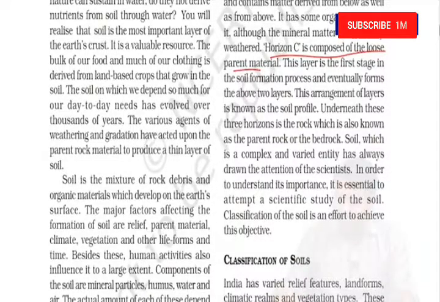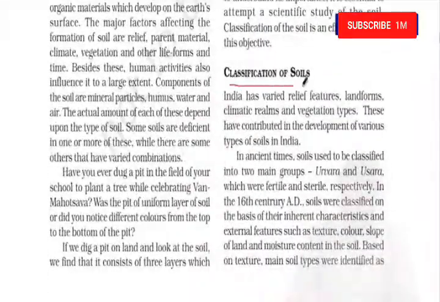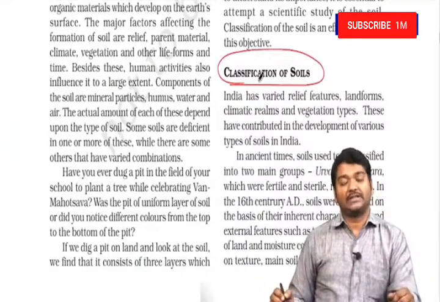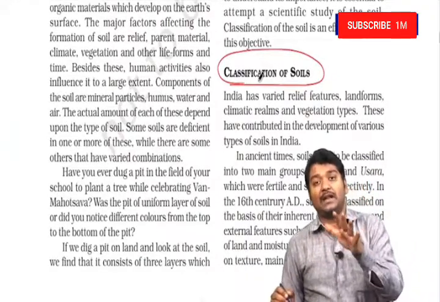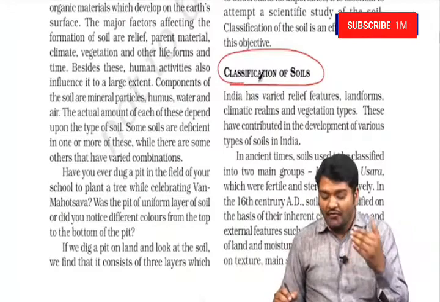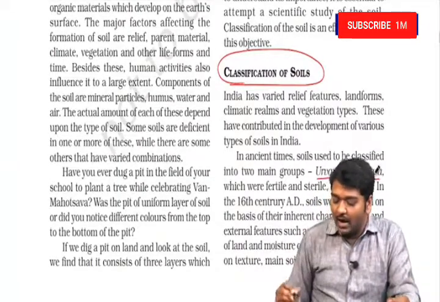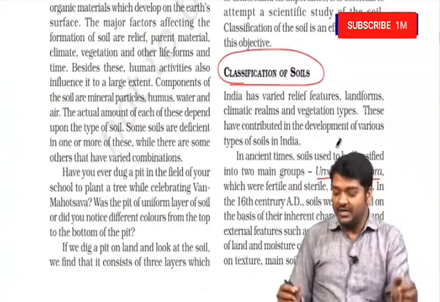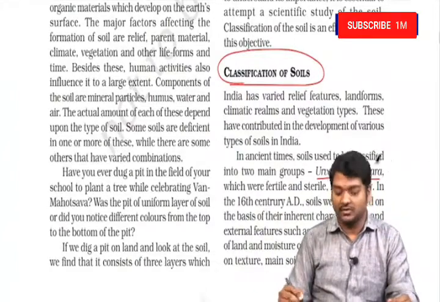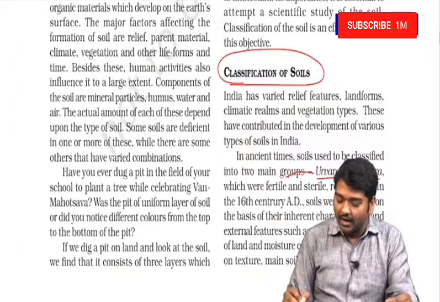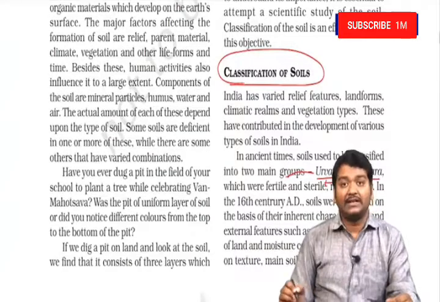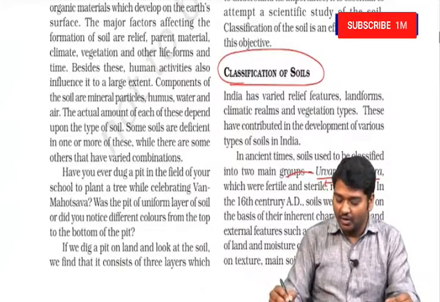After this, we need to understand the classification of soils. Whenever we talk about classification of soils, different people classify soils differently. Now first, we take the case of Urvara and Usara. In olden days, it used to be called Urvara and Usara. Urvara means fertile. Usara means sterile, that is, it is not beneficial for growth.